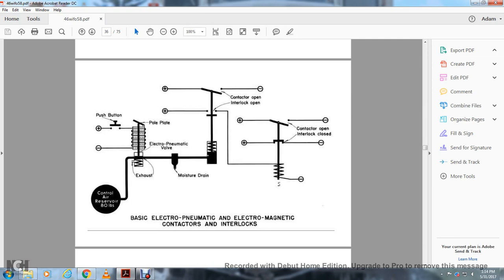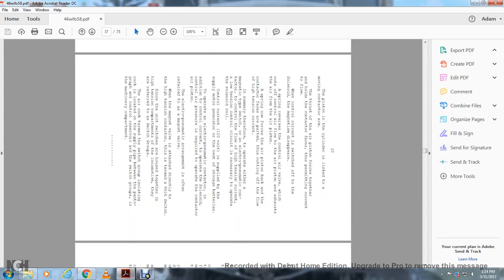For your basic electro-pneumatic contactor interlocks, we can start with the control air reserve at 80 pounds going through the exhaust, which runs through the electro-pneumatic valve with a push-button switch on your positive and negative. Also, from the control air reserve through the exhaust of the electro-pneumatic valve, it goes to the moisture drain to another valve, which opens when the contactor interlock opens on the positive and negative switch gate. Then the current goes to another contactor opening interlocking switch.